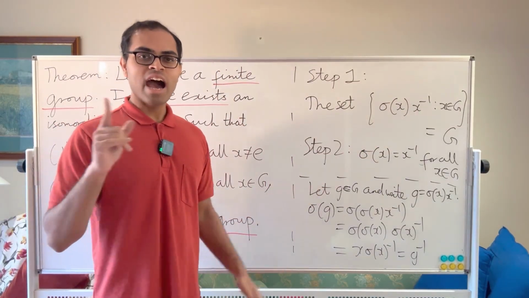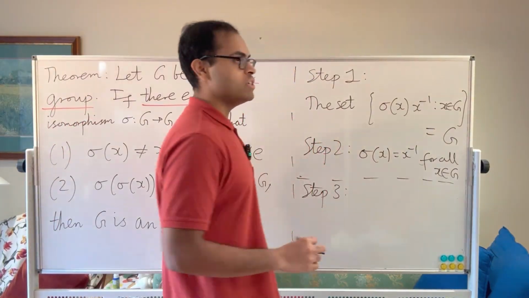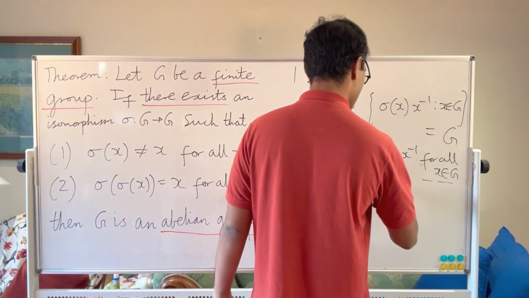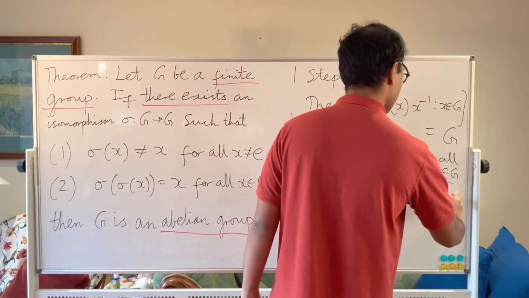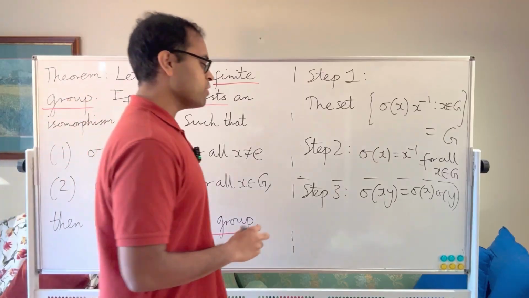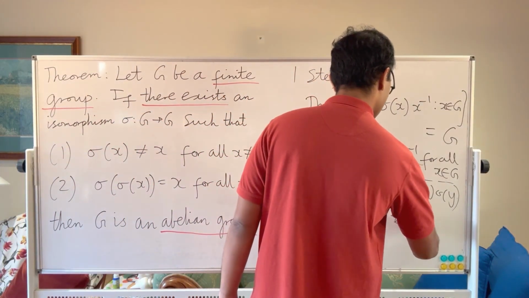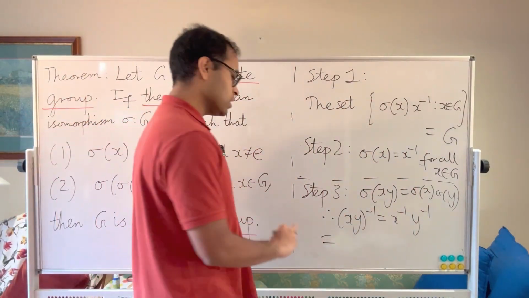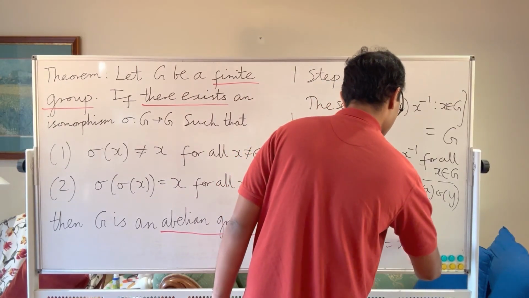Pretty cool, right? And now we're almost done. Now we're going to show that G is abelian. Step 3 is to prove G is abelian. So why is xy equal to yx? Since sigma is a homomorphism, sigma of xy is equal to sigma of x times sigma of y. And because of the concrete definition of sigma, which is x inverse, what we've proven so far, xy inverse is going to equal x inverse y inverse. But in a group, xy inverse is always y inverse x inverse. So that means y inverse x inverse is equal to x inverse y inverse.